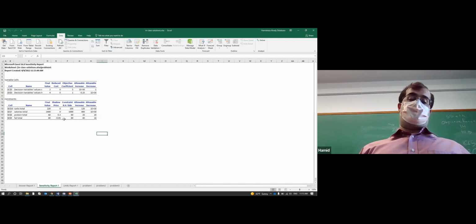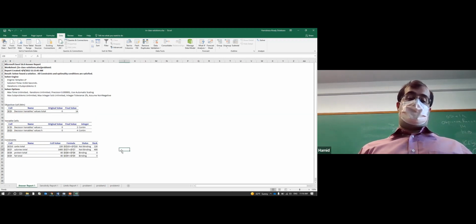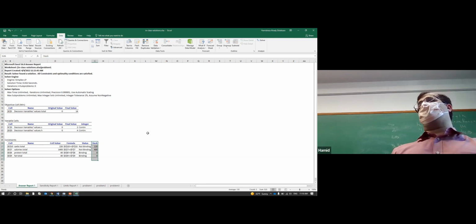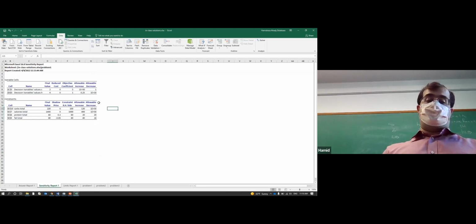In the next table, you also just see the constraints you have: carbs, calories, protein, and fat. It tells you the final value, shadow price, RS stands for right-hand side, allowable increase and allowable decrease. And the last one talks about slack. But let's see what they mean. You need to know the jargon of this method or this domain to understand what slack means, what allowable increase and decrease mean. Right-hand side makes sense, it's more straightforward, shadow price, and so on and so forth.